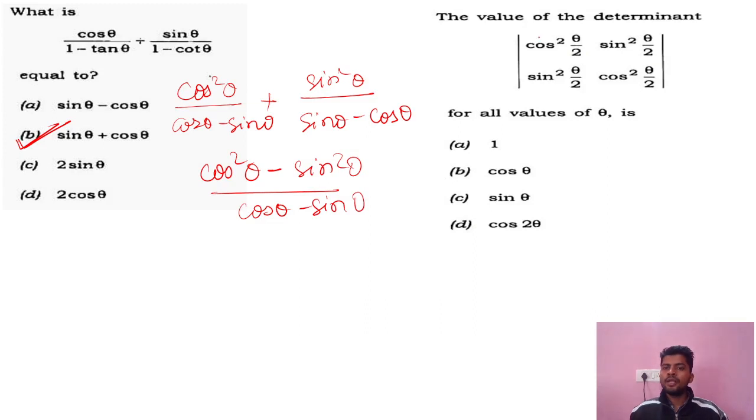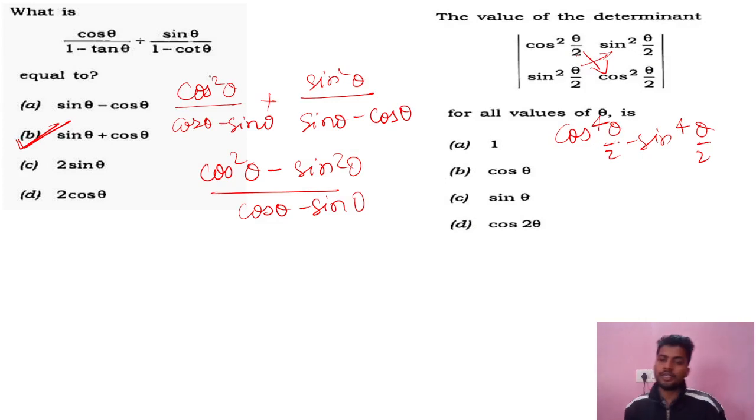Okay, now in the determinants also we know that we find it by multiplying diagonals and subtracting. So here it will be cos square into cos square, that is cos power 4 theta by 2, minus sine power 4 theta by 2, and apply here a square minus b square. What is a square? A square is cos square whole square, and b square is sine square whole square, that is a is cos square theta by 2. So it would be a square minus b square, a plus b into a minus b.